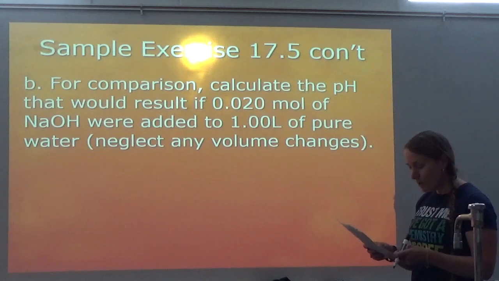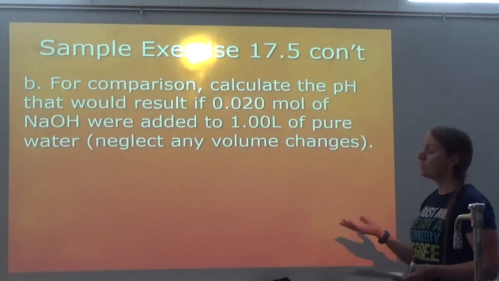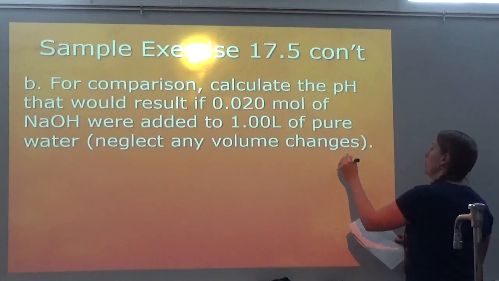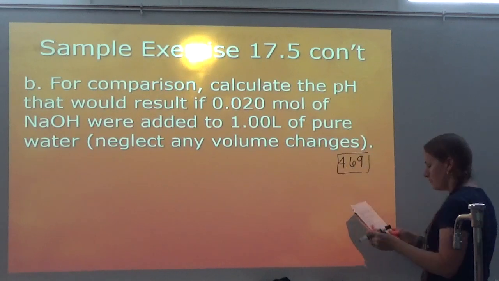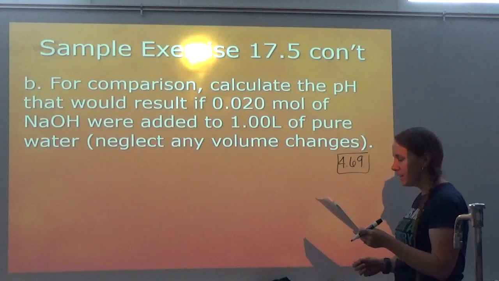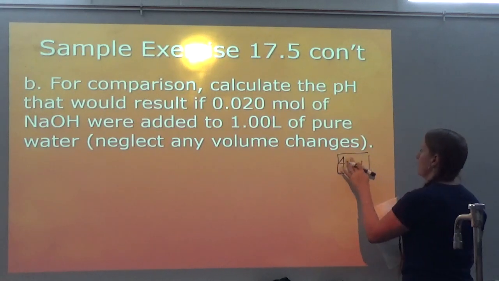So let's look at part B together real quick. It says, for comparison, calculate, so what we just got, since we're comparing, was that the final pH, once we added that base, was 4.69. What? Oh, no we didn't. We got 4.80.